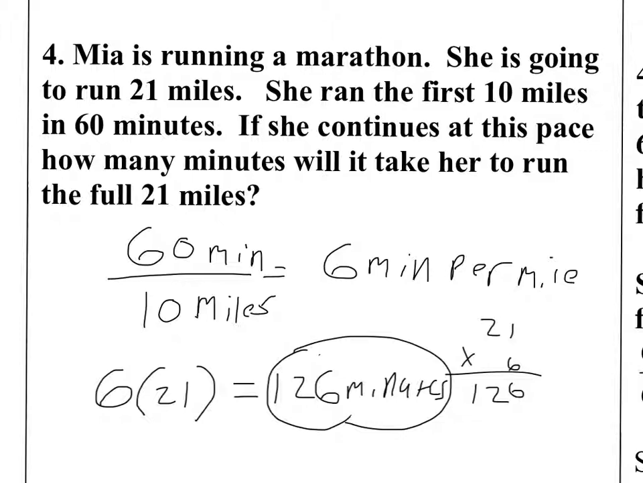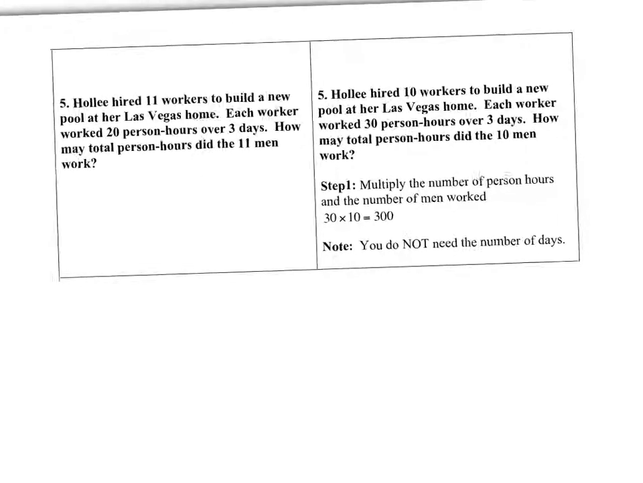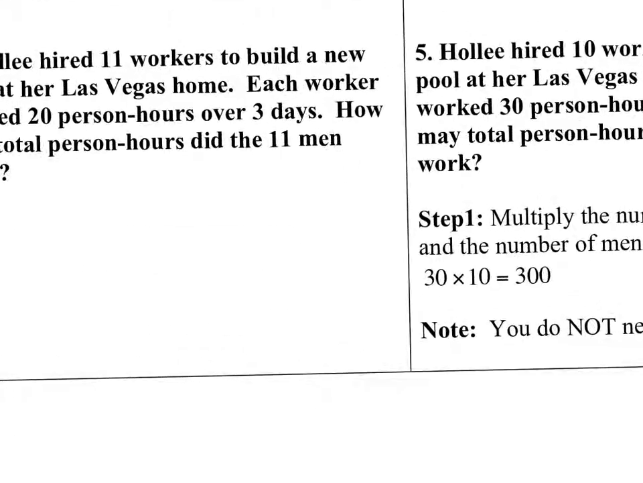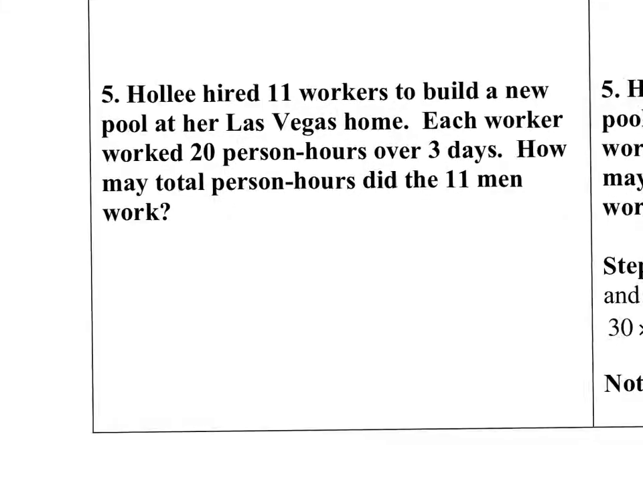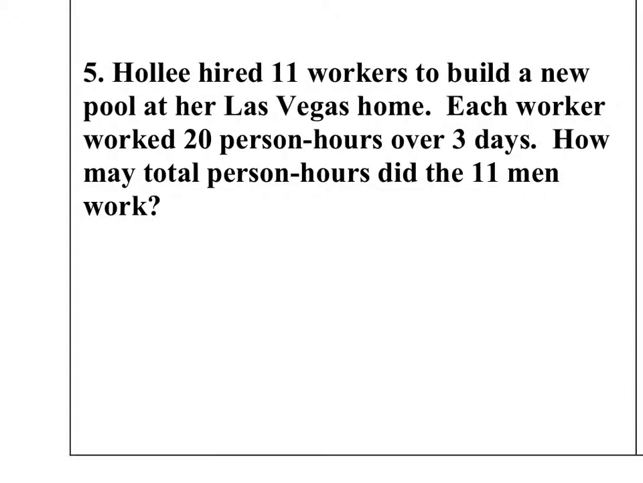As we look at the last set of notes, number 5, Hollee hired 11 workers to build a new pool at her Las Vegas home. Each worker worked 20 person hours over 3 days. How many total person hours did the 11 men work? Well, as we explained earlier, the only two numbers we need to use are 20 and 11. The 3 days are irrelevant.